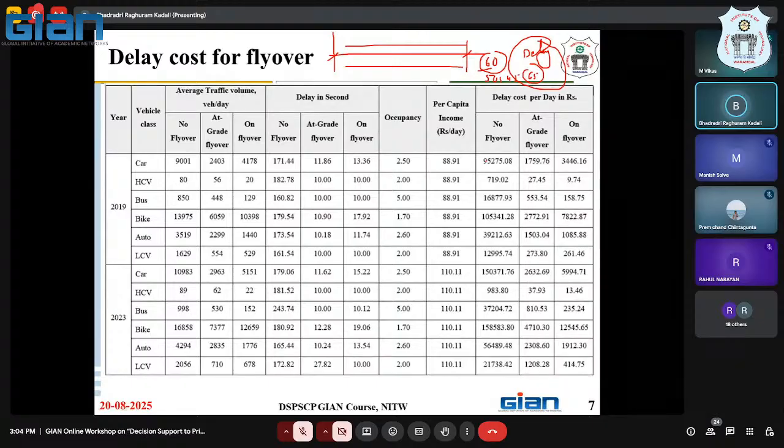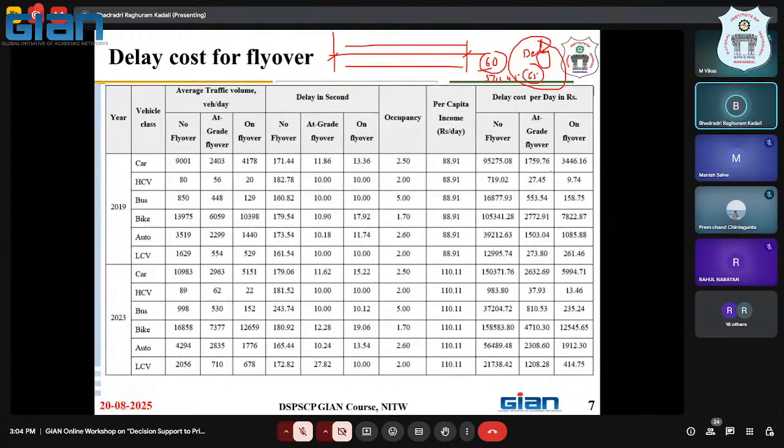So it is also the occupancy into the per capita income, into the average traffic volume, because what we are expecting is, if you take the average traffic volume of the 8 hour period, that many vehicles might have saved their delays actually. So that's the reason we have taken the average traffic volume for the 8 hour duration.